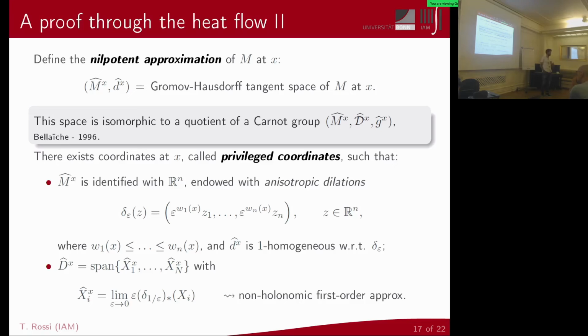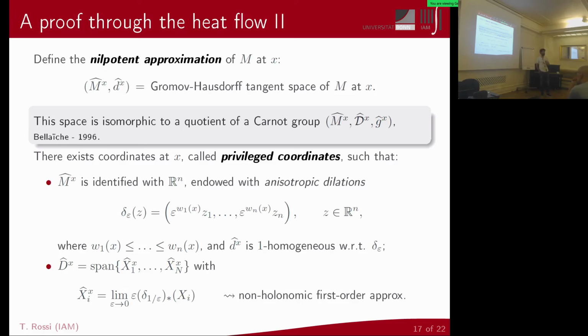So what we need is the nilpotent approximation. Now, I want to be brief about the technicalities of the nilpotent approximation. What you need to know is that the nilpotent approximation is defined as the Gromov-Hausdorff tangent to our sub-Riemannian manifold at the point x. In particular, this metric tangent exists and is unique up to isometries and can be identified with a quotient of a nilpotent group. And this was proved by Bellaïche in 1996.